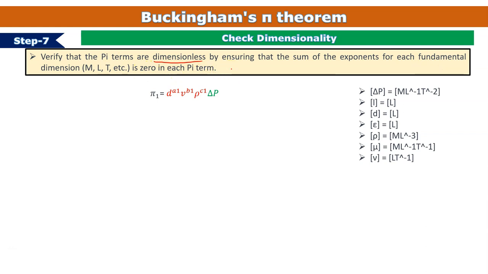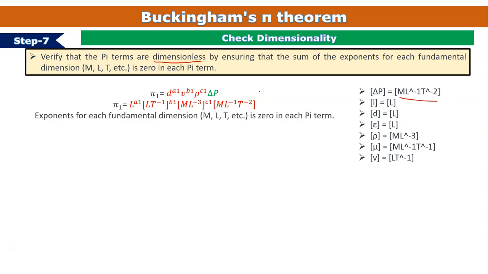Okay, so now pi 1 is equal to, so we have to put the dimensions. Dimension of d, that is L to the power a1, L t to the power minus 1 to the power b1, m L minus 3 to the power c1, and then del P dimension we know, that is m L minus 1 t to the power minus 2. Now the exponent for each fundamental dimension is 0 in each pi term, so we can write m to the power 0, L to the power 0, t to the power 0 is equal to the right hand side. As in the left hand side, that m power is 0, we have to match with that.